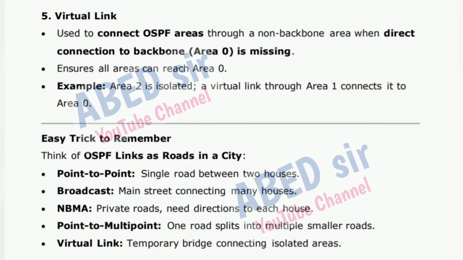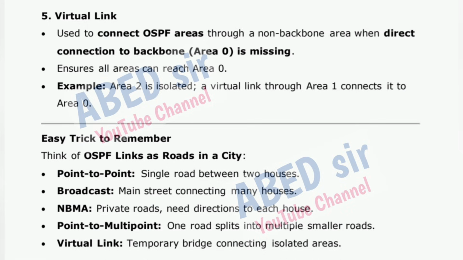5. Virtual link. Used to connect OSPF areas through a non-backbone area when direct connection to the backbone, area 0, is missing. Ensures all areas can reach area 0. Example, area 2 is isolated. A virtual link through area 1 connects it to area 0.